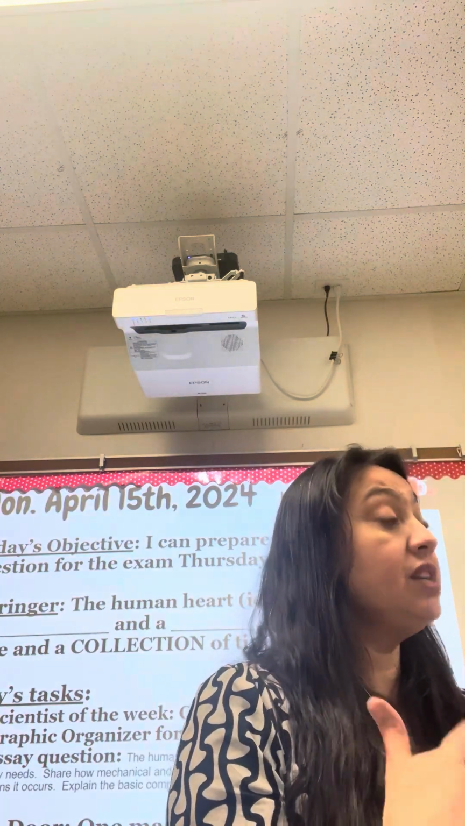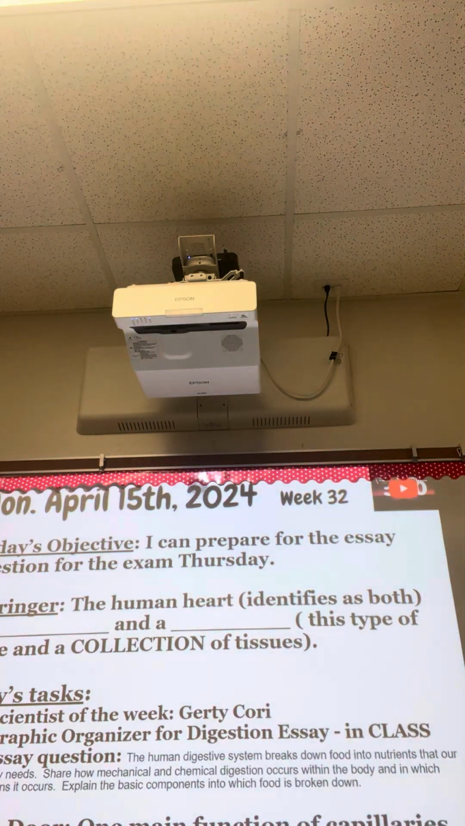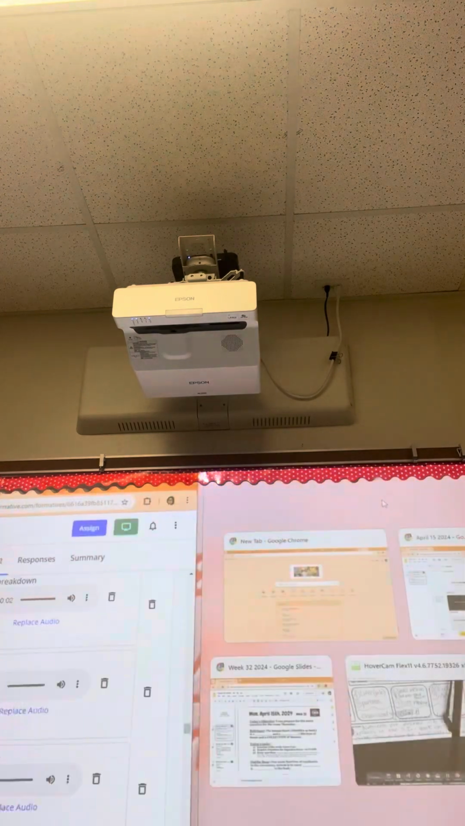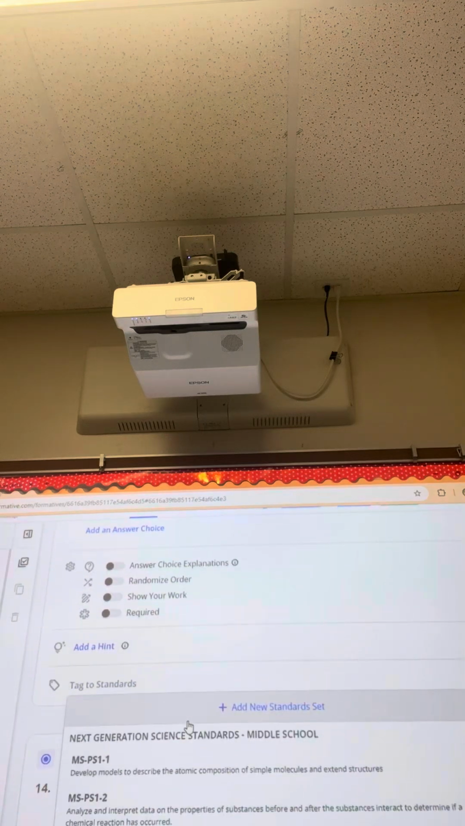I'm going to introduce the essay. I want to show you the test. I want to show you what the test looks like so that you can actually see what the test looks like and the essay question on the test. So here's the test that I'm planning to give. It's very much like the pre-test that you got. It's 25 questions.